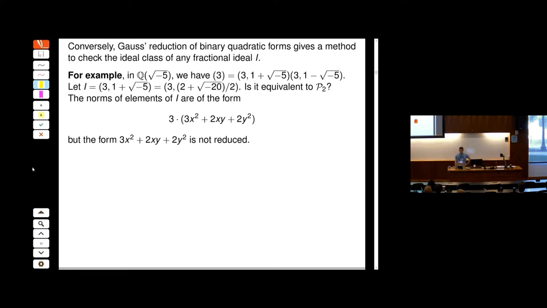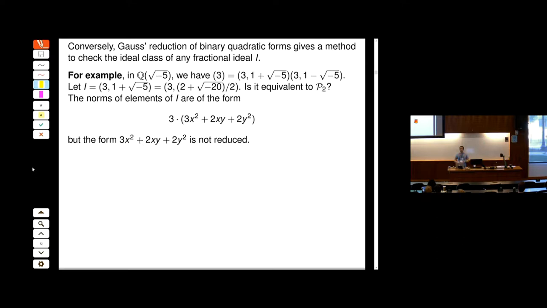Remember, we worked that out. If you have an ideal like that, generated by 3 and 2 plus the square root of 20 over 2, the norms of its elements give you a number of this form. So there you have a quadratic form, and this quadratic form is not reduced. So what I'm going to do is reduce that form, using the three easy steps from Gauss.